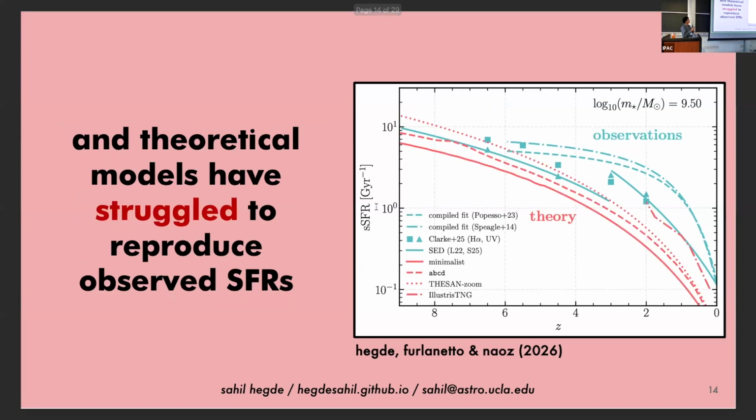Going along with this, there's also been a longstanding underprediction of star formation rates at fixed stellar mass from theoretical models. So, I should say, this is the specific star formation rate of 10^9.5 solar mass galaxies from redshift 9 to redshift 0. And here now, these red curves are showing a variety of different theoretical predictions, and they all basically systematically underpredict the observed relations, even with all of the uncertainties in the observational inferences here.